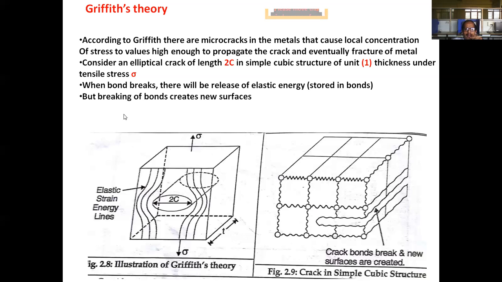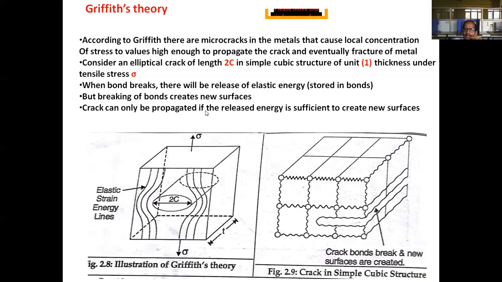And after breaking, what will happen? Breaking of bonds creates new surfaces. Two surfaces are created, an upper surface and a lower surface. Then surface energy, one more type of energy, comes into the picture. So a crack can only be propagated if the released energy is sufficient to create a new surface. This is also the Griffith criterion. If after breaking of the bond, whatever energy is released is sufficient to create new surfaces, then and only then the crack will be propagated further. That is his observation.